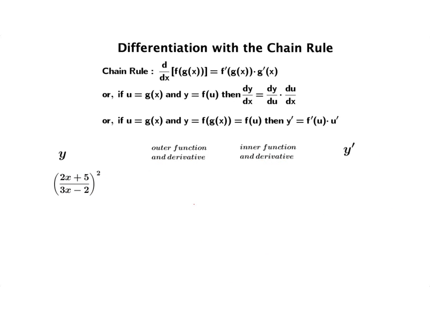Now let's take a look at a problem that uses both the chain rule and the quotient rule. So we're first going to look at our chain rule. So u is going to be 2x plus 5 over 3x minus 2. And our f of u is going to be u squared. So f prime of u is going to be 2u, which is equal to 2 times 2x plus 5 over 3x minus 2. Now we have to find u prime.